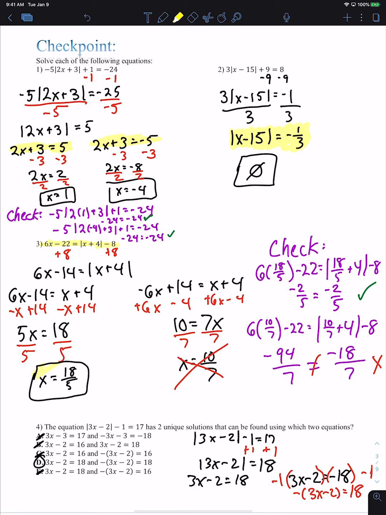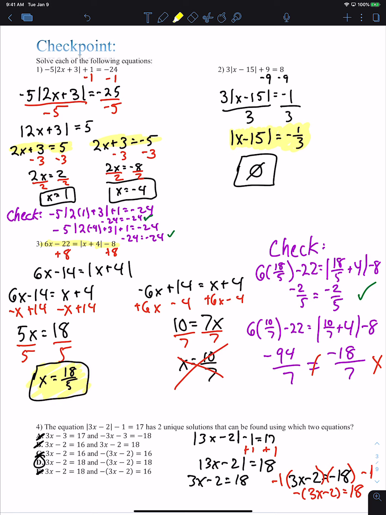And number 4, the last one, the equation absolute value of 3x minus 2 minus 1 equals 17 has 2 unique solutions that can be found using which 2 equations. So your first step, add 1 on both sides. So we know it's going to be 18 on both sides of the equation there, which the only one with 18 on both sides of the equation is actually D, so you could have circled it like that.